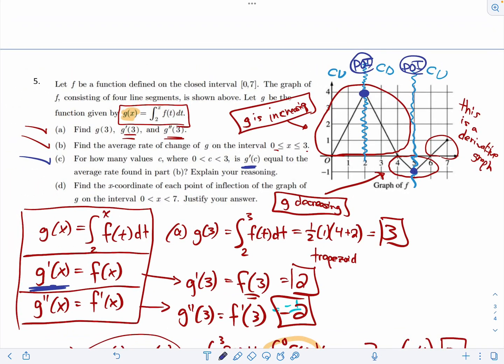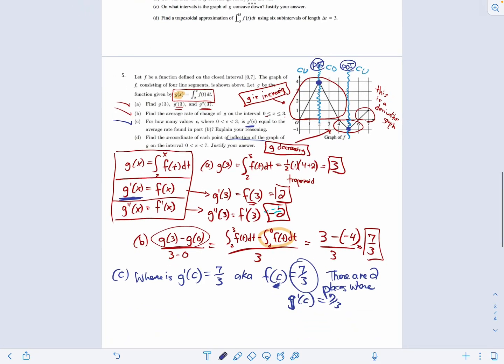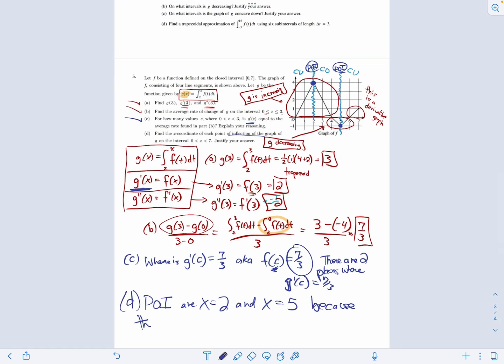So find the x-coordinate of each point of inflection and justify your answer. Because the derivative graph changes from increasing to decreasing, or vice versa, our points of inflection are x equals 2 and x equals 5, because these are the places where g double prime, or f prime, changes sign.